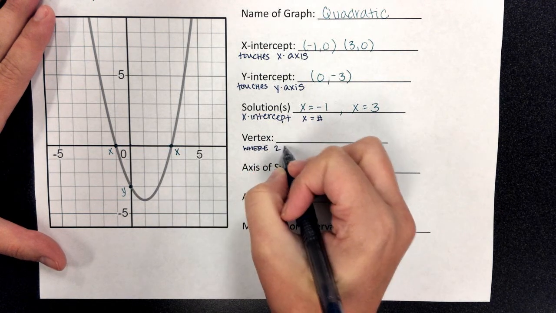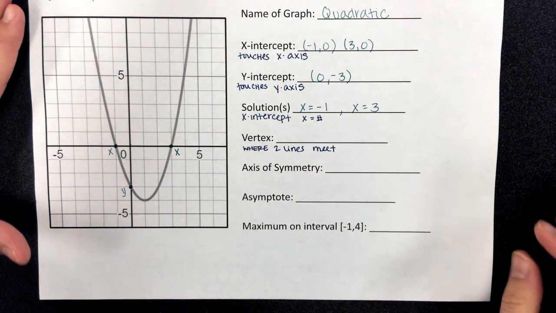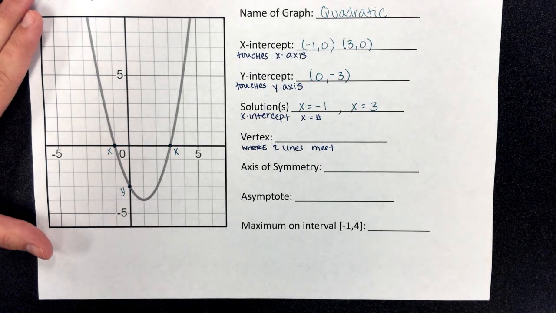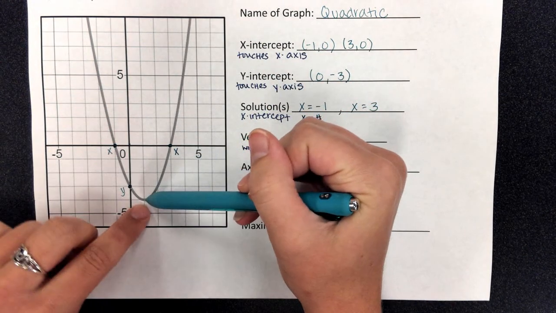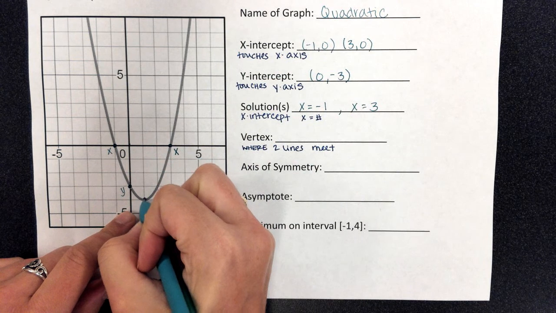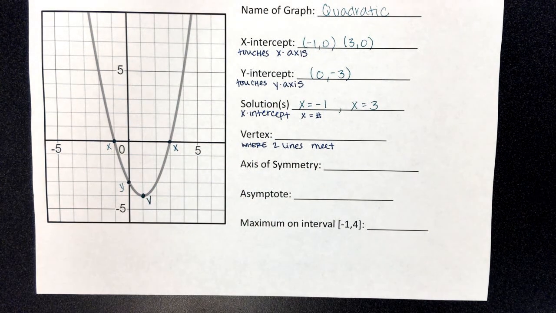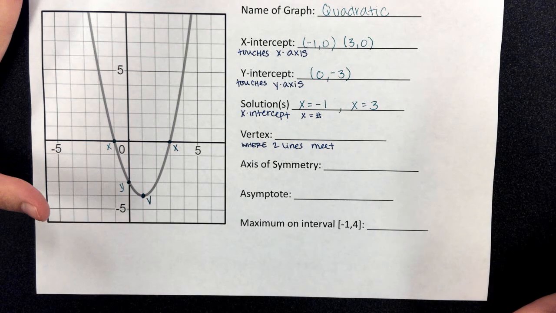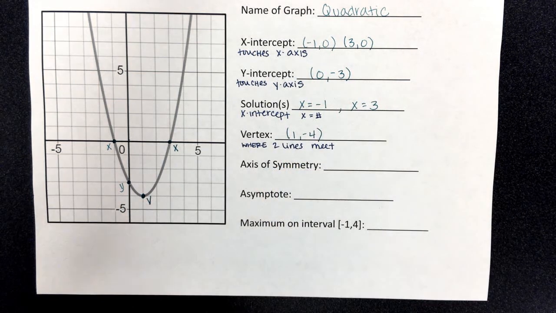A vertex is where 2 lines meet. It is a point where 2 lines meet. So I have 2 lines and they meet at this lowest point. So this right here is my vertex. What is that point? 1, negative 4. Very good. 1, negative 4.